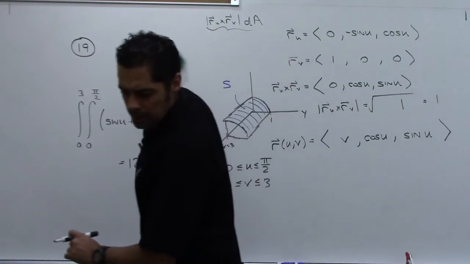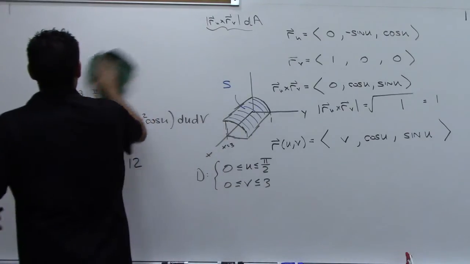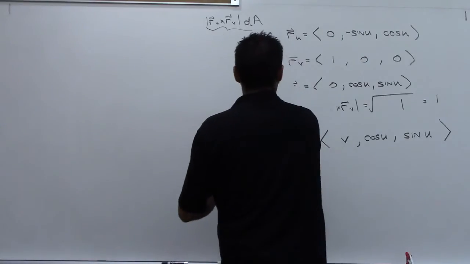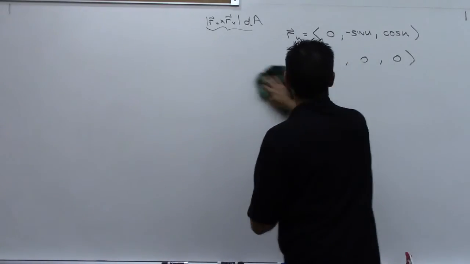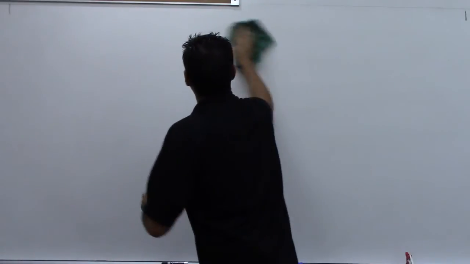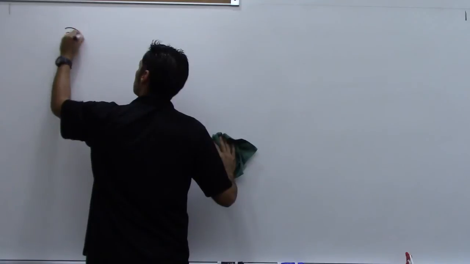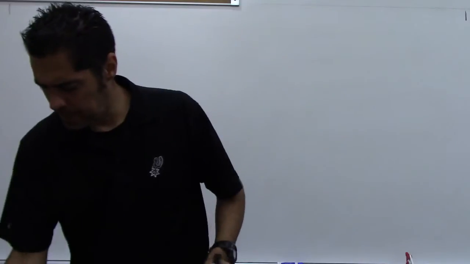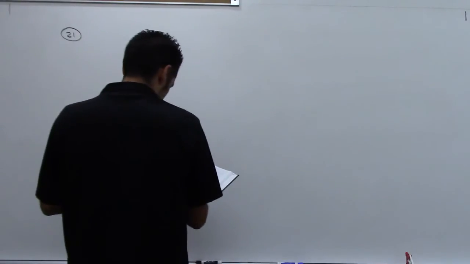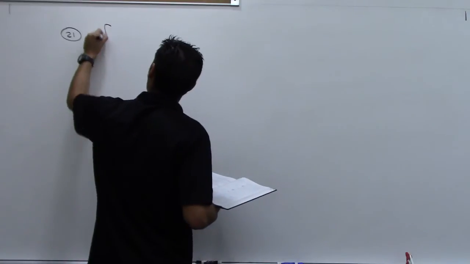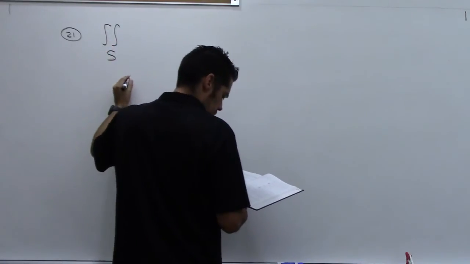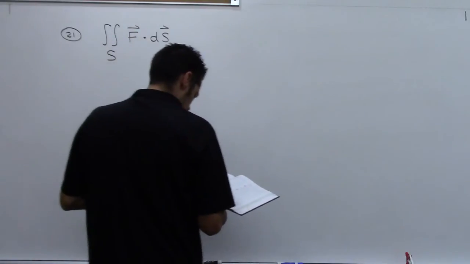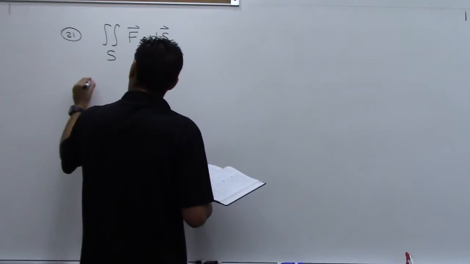Let's take a look now at number 21. So now we're switching over to surface integrals over vector fields. So flux. Number 21 is the first example of this. We have to evaluate the integral of F dot dS across the vector field.